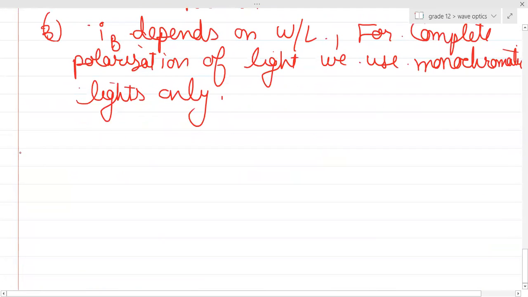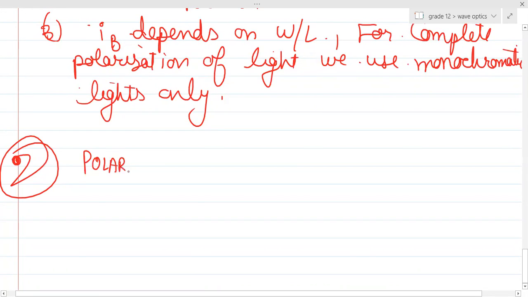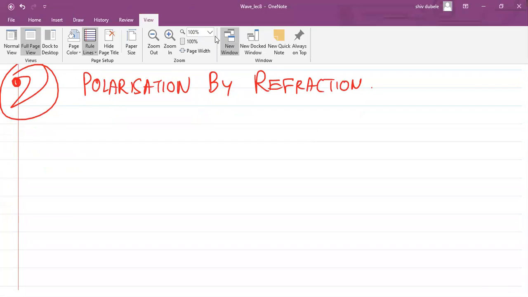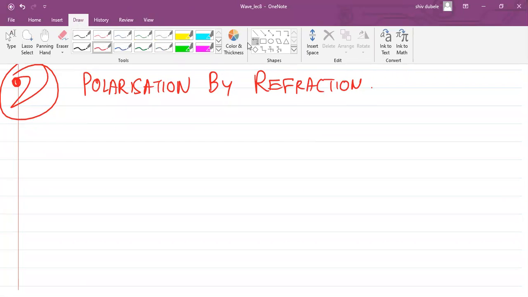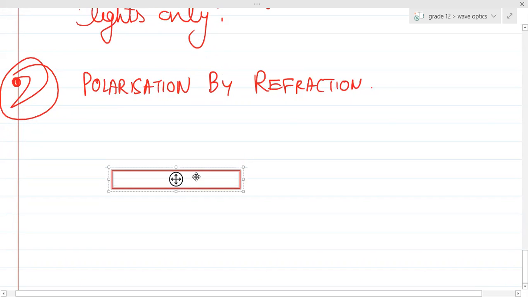Yes, sir. Okay. The second method which we are going to discuss is polarization by refraction. Sir, does polarization happen by refraction too? Yes, it happens. Polarization by refraction. Now suppose, guys, I have a light ray. Generally we don't use this method because the intensity of the resulting polarized light is very less. So that's why generally we don't use it.